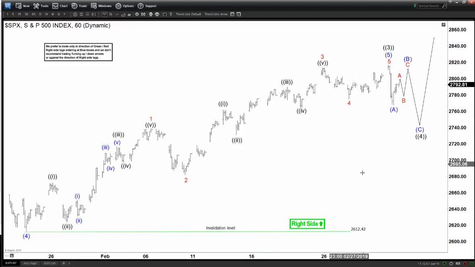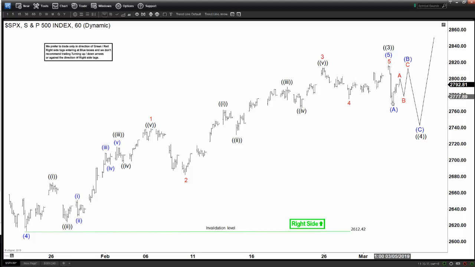And in the 1 hour chart here we can see that the rally from 2612 low is unfolding as an impulse here. 1, 2, 3, 4 and then 5, and then that ends with 5 in the blue and also with 3 in the black. So you can see it's with 1 here subdivided nicely into 5 waves, with 3 subdivided into 5 waves, and this one also subdivided into 5 waves as a diagonal.